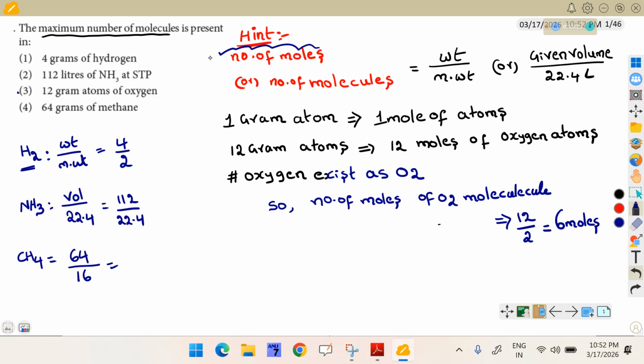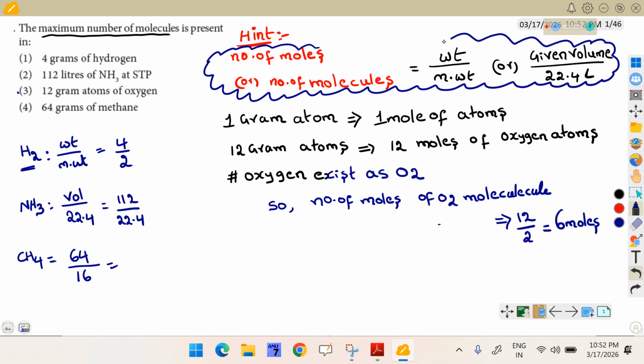The number of moles or number of molecules is calculated by using the formula weight by molecular weight, if weight is given. Instead of weight, if volume is given, then divide the given volume by 22.4 liters. First of all, 4 grams of hydrogen, weight is given. Weight of hydrogen is 4 grams, molecular weight of hydrogen is 2 grams. Then number of moles or molecules is equal to 2. Ammonia volume is given, volume divided by 22.4, then number of moles or molecules is equal to 5.